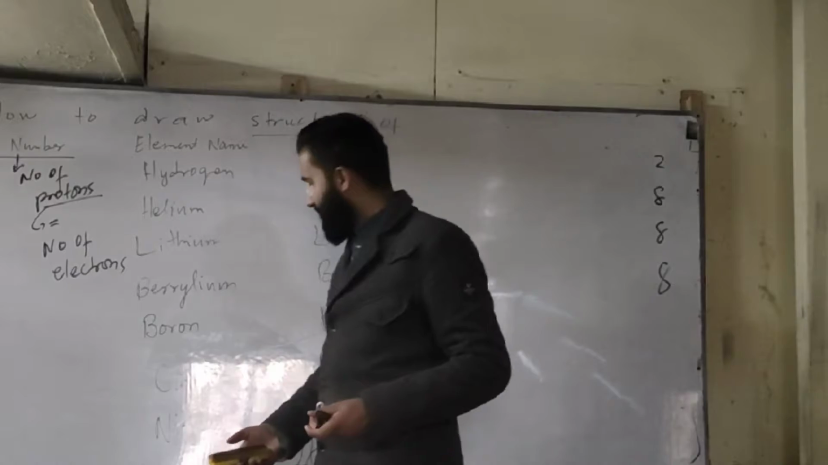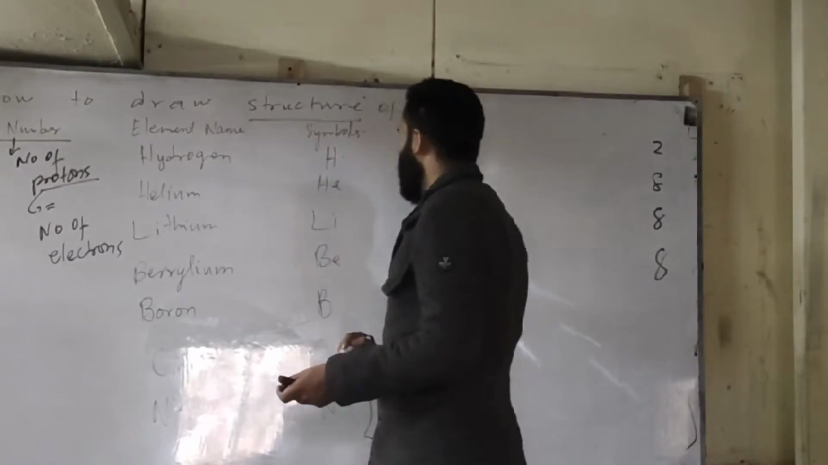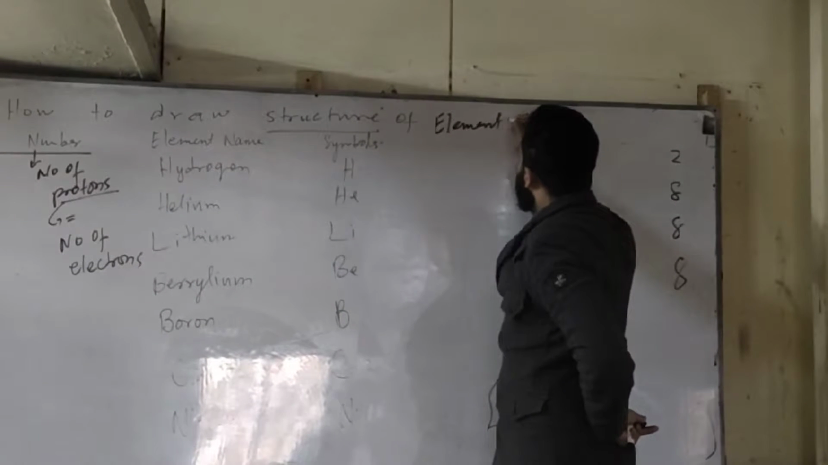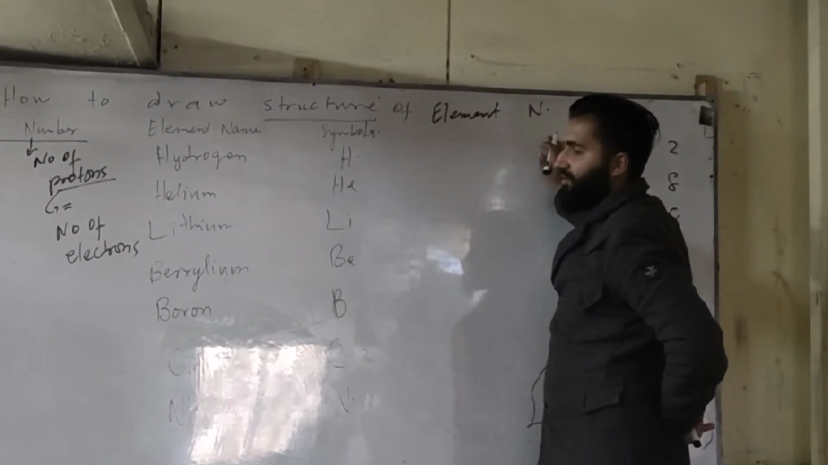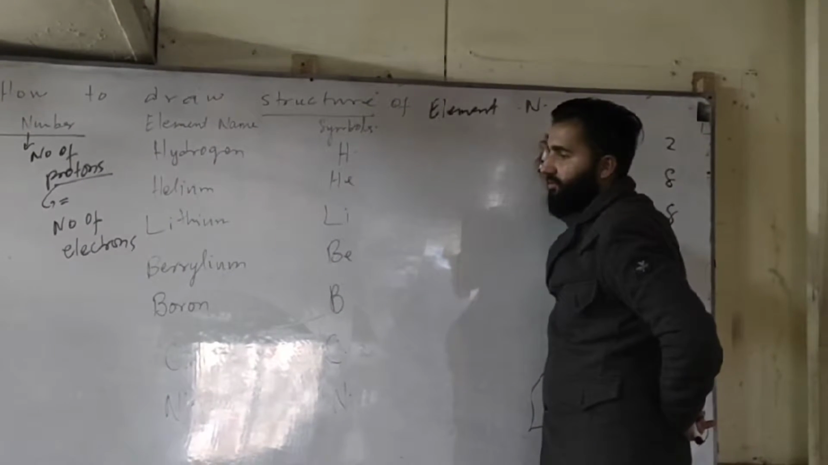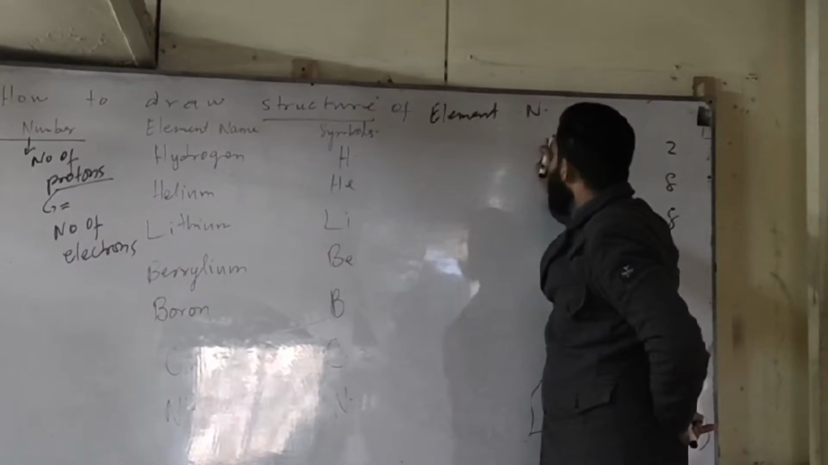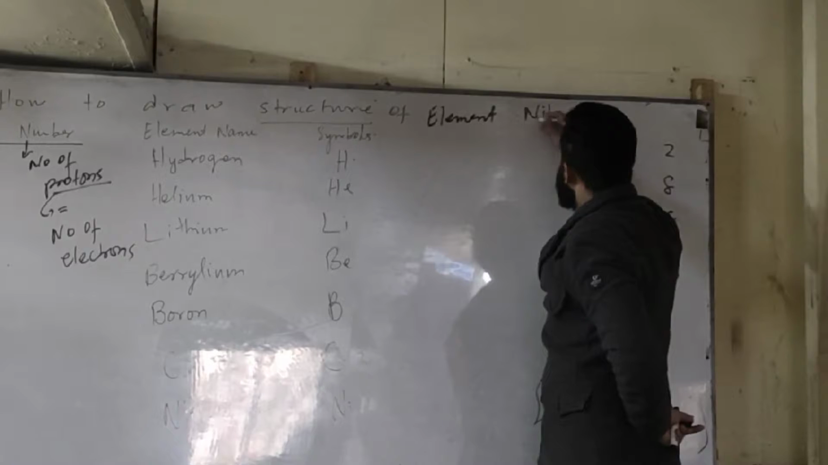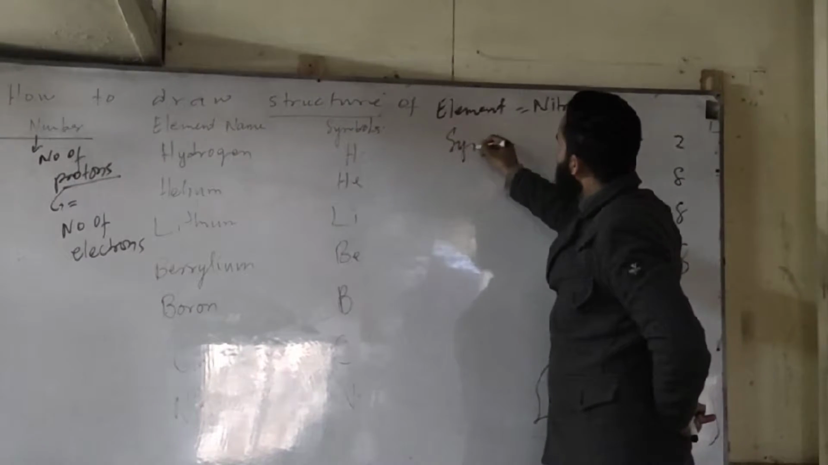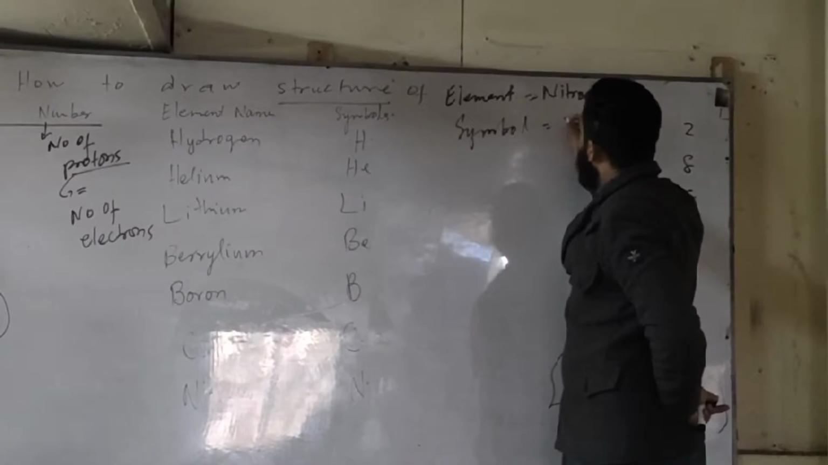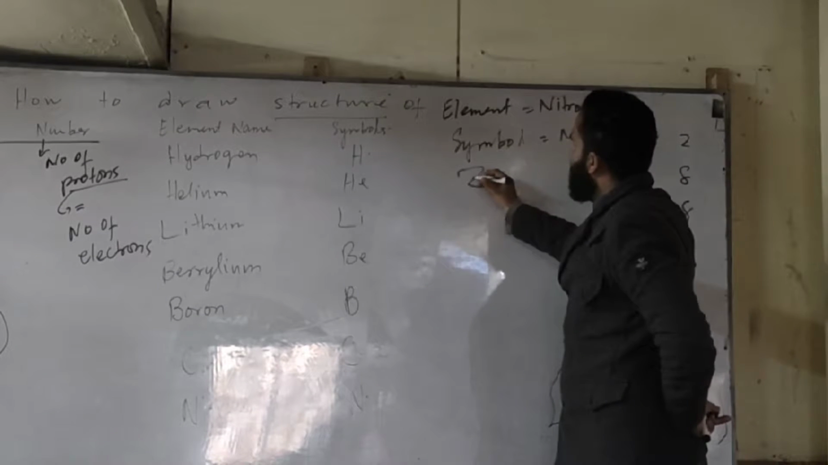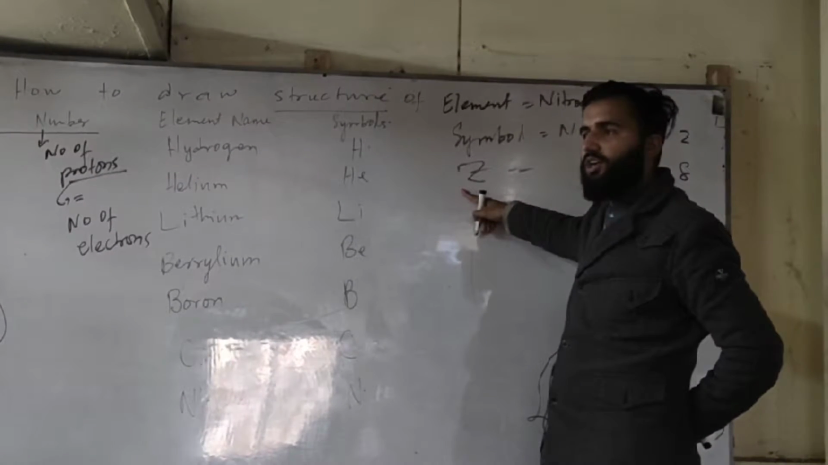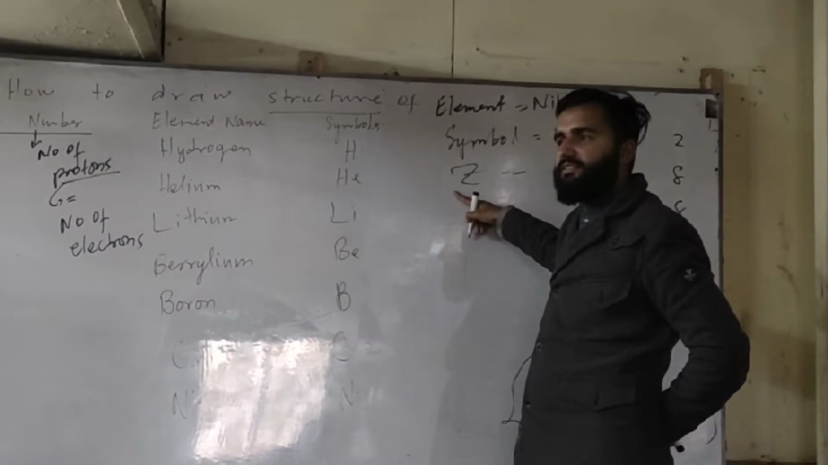So we have the element nitrogen here. What is the name of the element? Nitrogen. What is its symbol? Symbol is N. What is the atomic number? Atomic number is represented by Z.